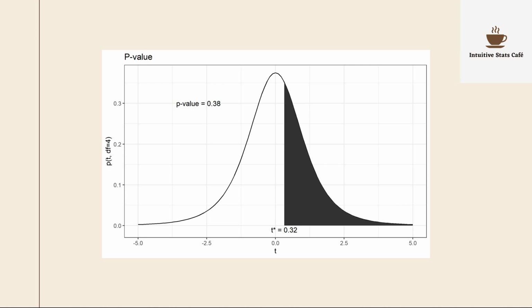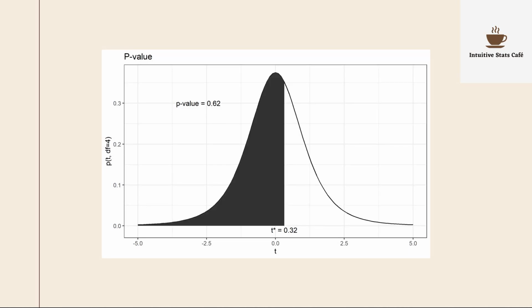Had we decided to implement a right-sided test, the p-value is only the right part. Had we decided to implement a left-sided test, the p-value is 1 minus the right part.